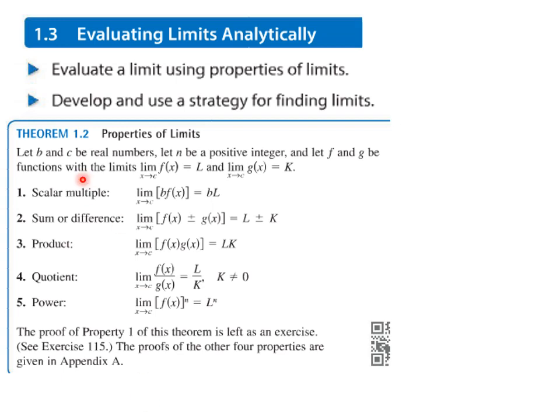Properties of limits: scalar multiple. If we have b, which is a real number, times a function, then the limit of that is just that coefficient times the limit. If we're adding or subtracting a couple functions, then it's the sum of their limits or difference of their limits. Product, the answer is the product of their limits. Quotient, it's the quotient of their limits as long as the limit of the denominator function, g of x, is not 0. And the limit of a function to a power is that limit to that power.